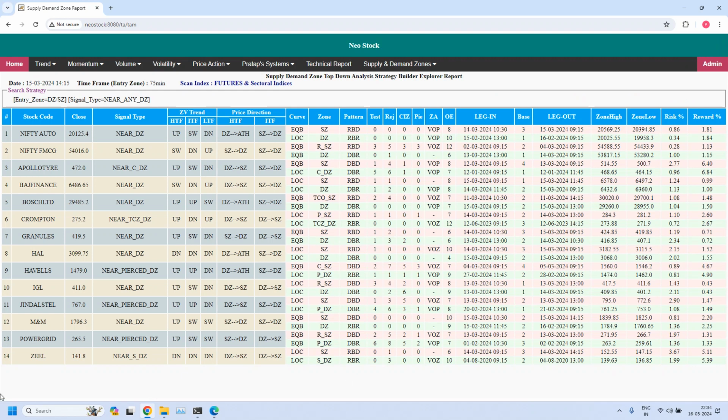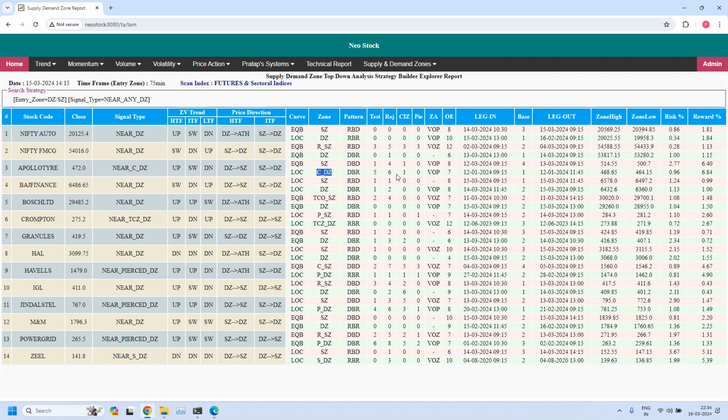So 14 stocks are filtered, which are near to the 75 minutes demand zone. From this list, let us identify high liquidity 75 minutes demand zones. So we have Apollo Tyres, already tested 5 times and 6 rejections from this zone. And the risk of the zone is only 0.96%. Reward is 6.84. Okay, anyway, let us look into this stock.